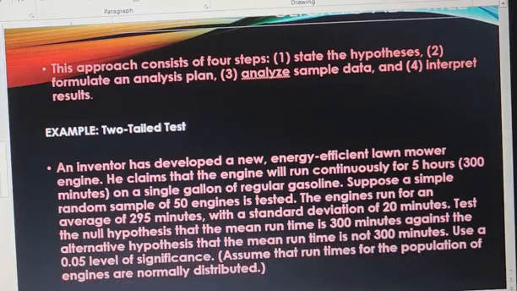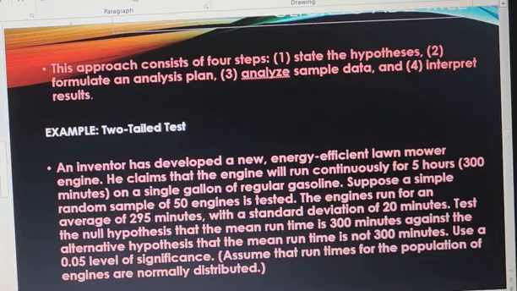This approach consists of 4 steps. 1. State the hypotheses. 2. Formulate an analysis plan. 3. Analyze sample data. And 4. Interpret results. Example 30, two-tailed test.